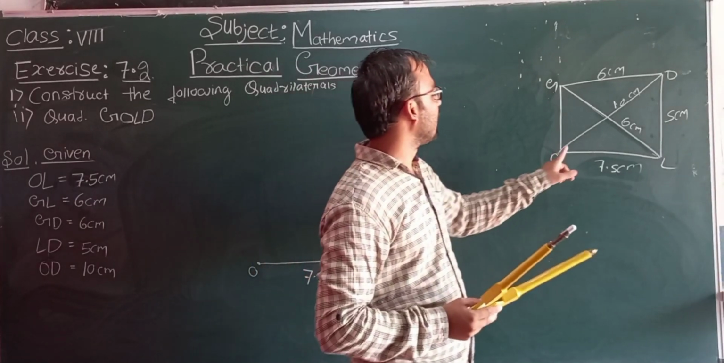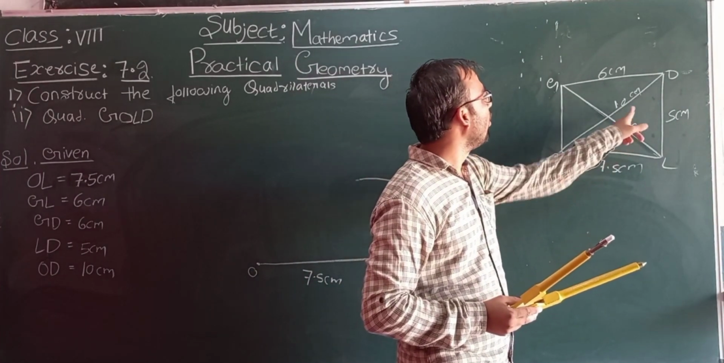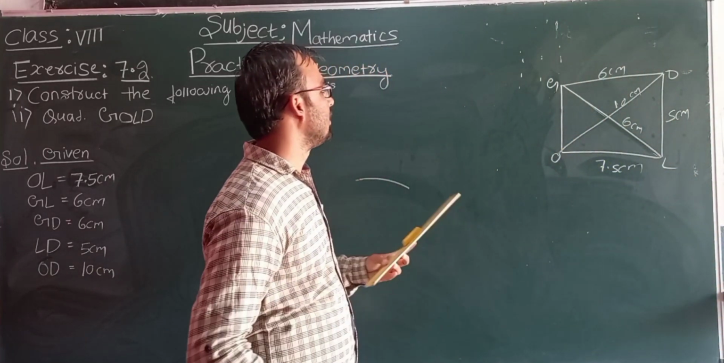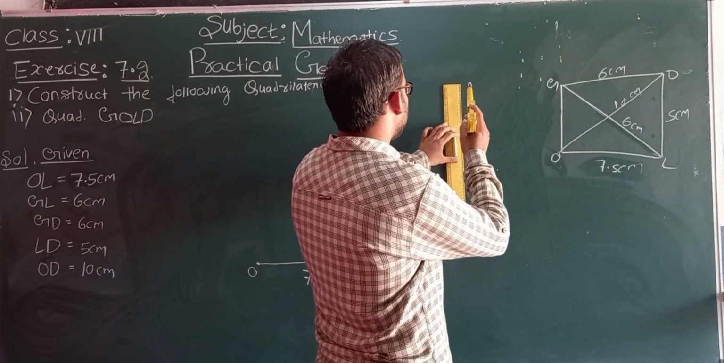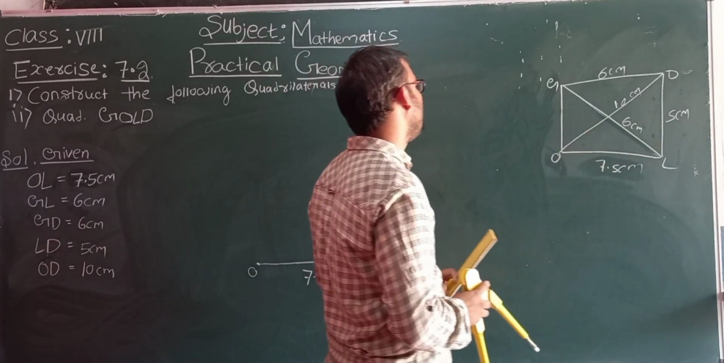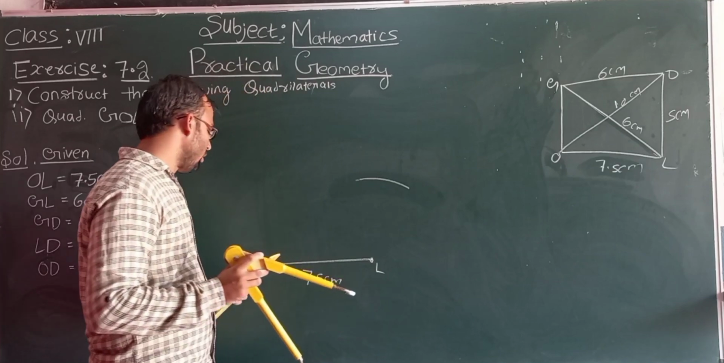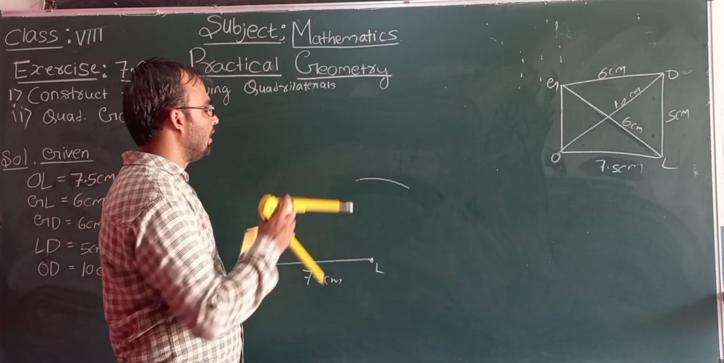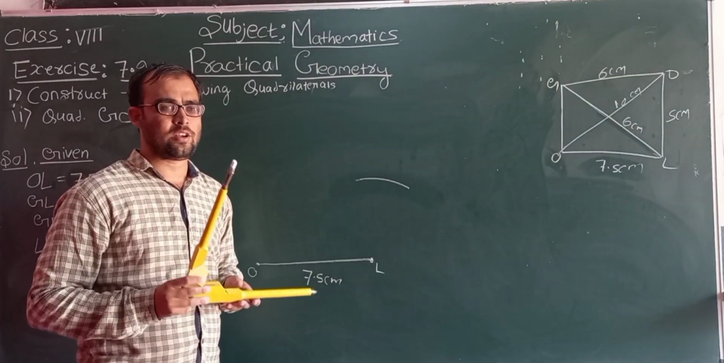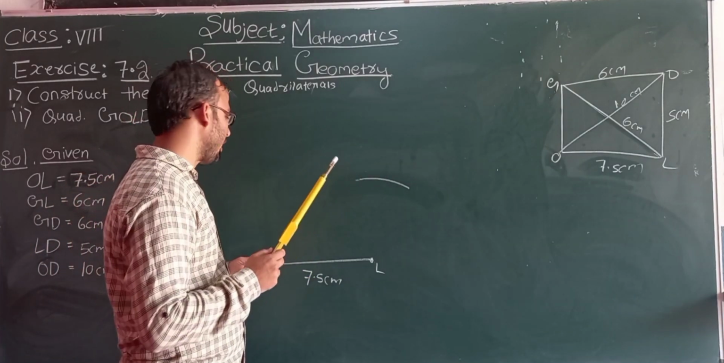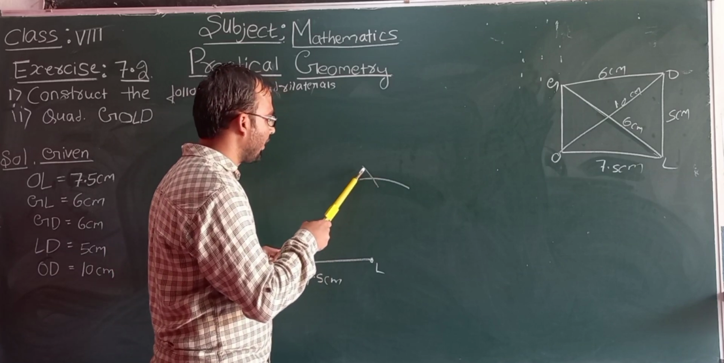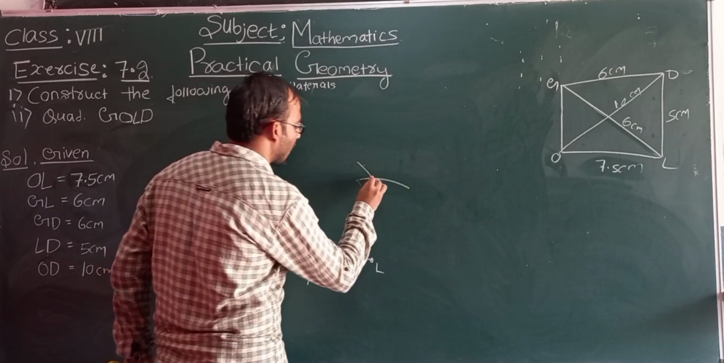Next, what we need to do? Look at the diagonal. They have given the diagonal OD. Take the scale. Set the compass to 10 centimeter, and with O as center, mark the arc at a distance of 10 centimeter. Students, assume that I have set the compass to 10 centimeter. With O as center, draw the arc.